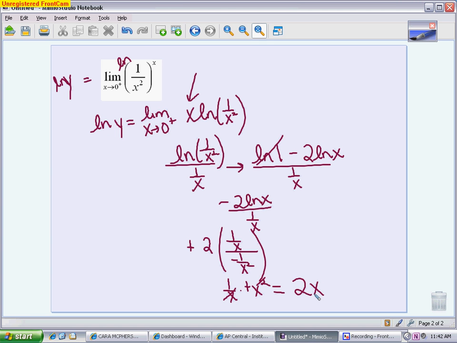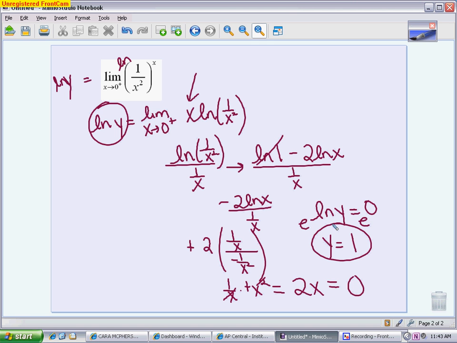Now when I plug 0 in, I get 0. 2 times 0 is 0, so I didn't even have to worry about the fact that it was a one-sided limit. And then again, before you go and circle the answer or stop if it's a short answer, remember that in the very beginning, you took the natural log of both sides. So 0 is not our final answer. The natural log of y equals 0. Therefore, if I want to figure out what y is, which was my limit, I take e as the base on both sides, giving me a limit of 1.